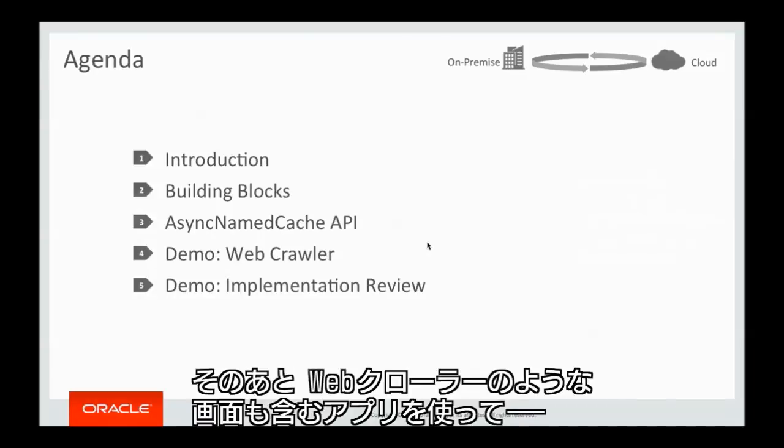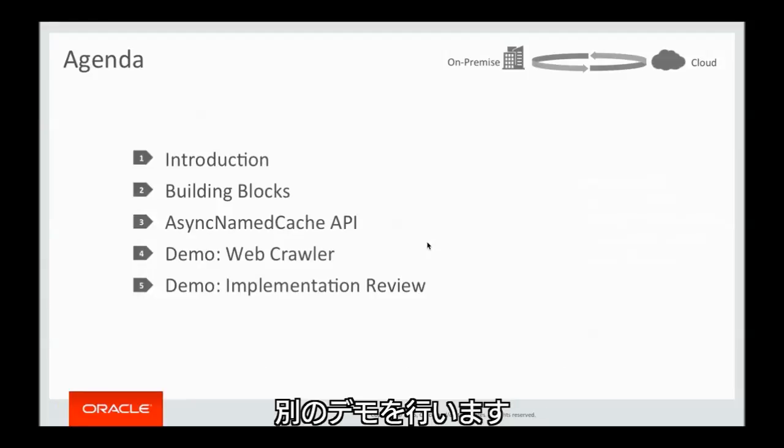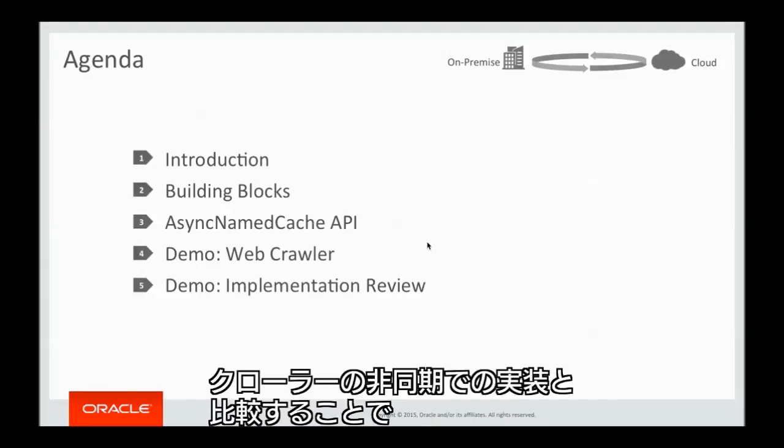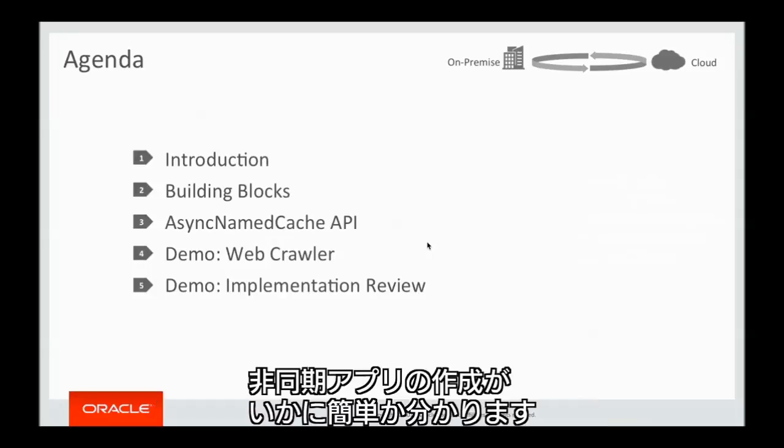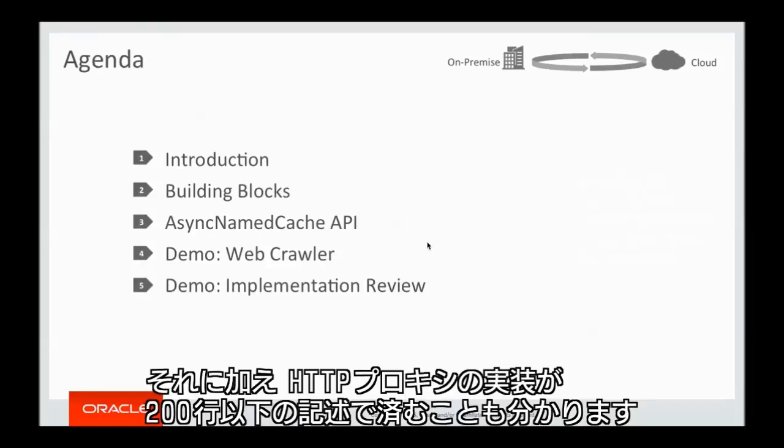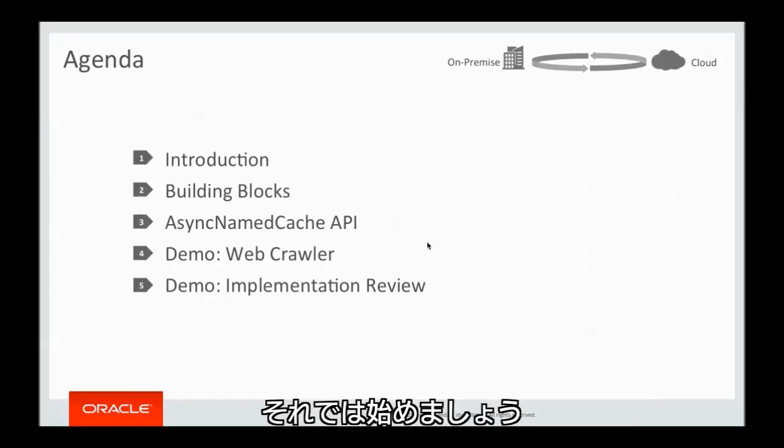We will then take a look at another demo, which is a much more complete application, a web crawler, and compare and contrast synchronous and asynchronous implementations of the crawler, which will not only highlight performance differences, but will also show you how easy it is to write asynchronous applications using the Coherence async API and Java 8 CompletableFuture. In the process, you will also learn how to implement an HTTP proxy on top of Coherence in less than 200 lines of code. So let's get started.